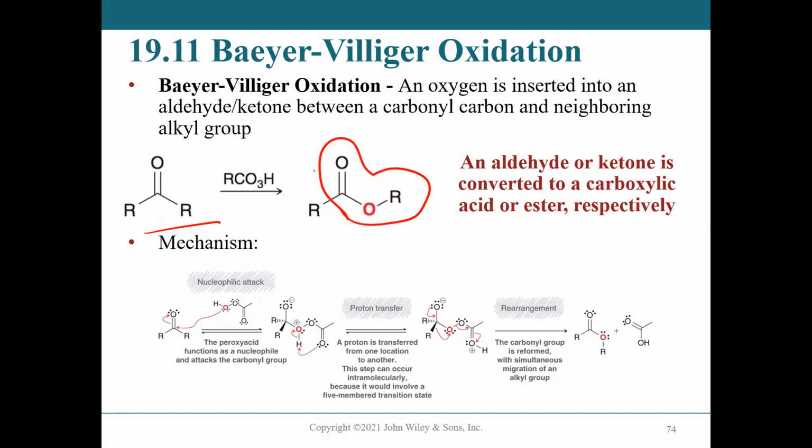And then they go through how the mechanism takes place. You have a nucleophilic attack. The peroxy acid functions as a nucleophile and attacks the carbonyl group. Then we have a proton transfer. The proton is transferred from one location to another. This step can occur intramolecularly. Intramolecular means within the same molecule; inter would be two different molecules. So it's intramolecular because it would involve a 5-member transition state.